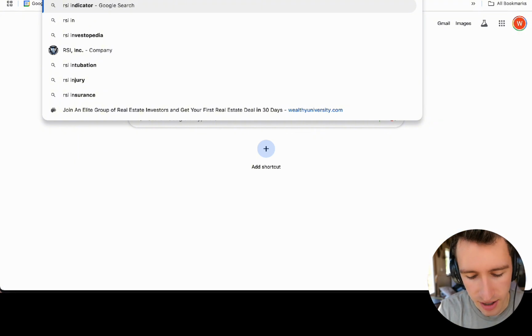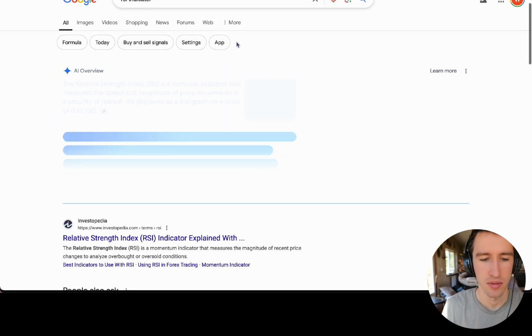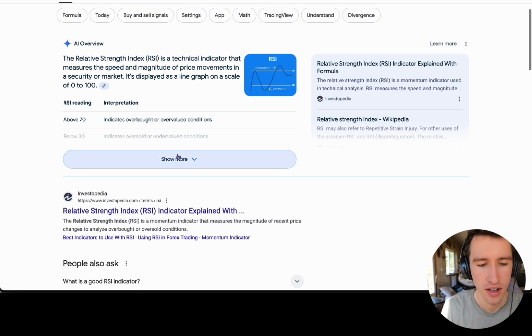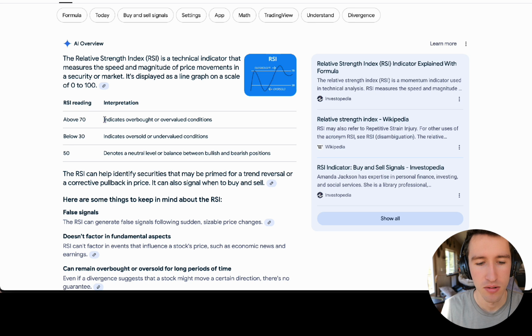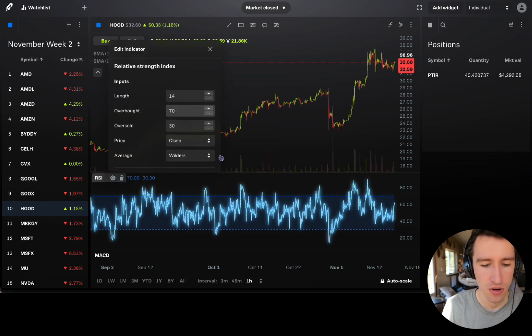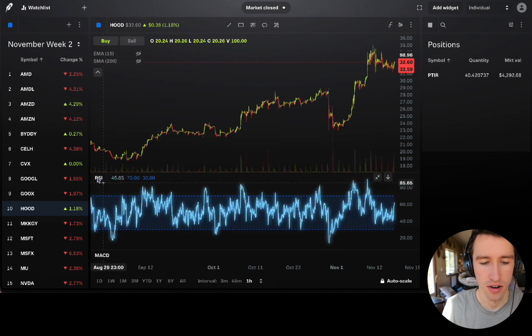Now, before we get into the pros and cons, just a quick look: what is the RSI indicator? It's the relative strength index, a technical indicator that measures the speed and magnitude of price movements in a security or market. It's displayed as a line graph on a scale of 0 to 100. Above 70 indicates overbought, below 30 indicates that it's undervalued, and 50 denotes a neutral level or balance between bullish and bearish positions. This RSI is set with the same settings, 70 and 30, here on the Robinhood Legend app.